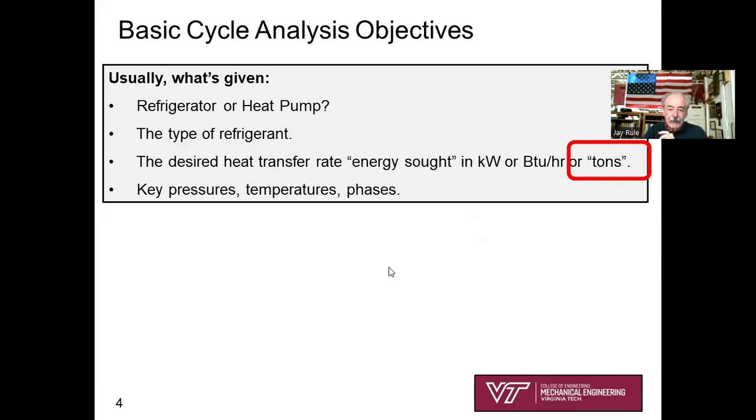Typically what's given is the desired heat transfer rate, or in other words, the energy sought. In other words, the objective heat transfer rate in terms of kilowatts or BTUs per hour, or even in some strange units called a ton. A little bit more on that in a second. It's an old traditional unit that still continues to be used in industry.